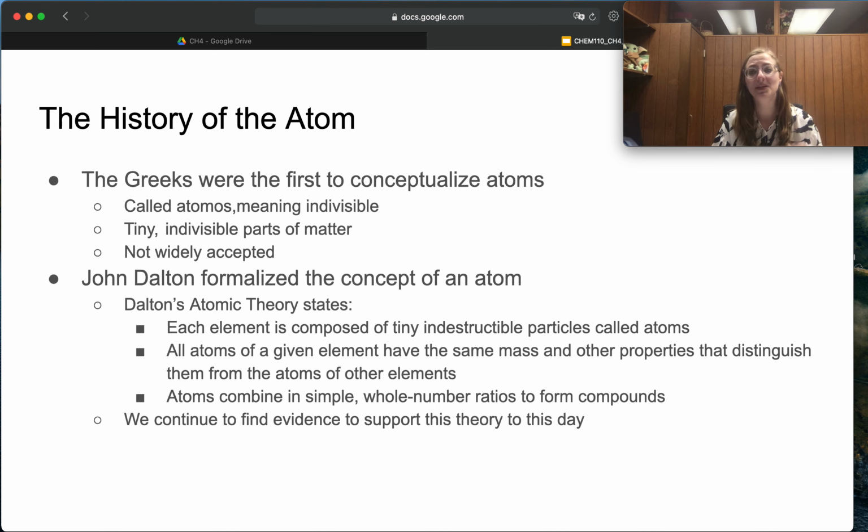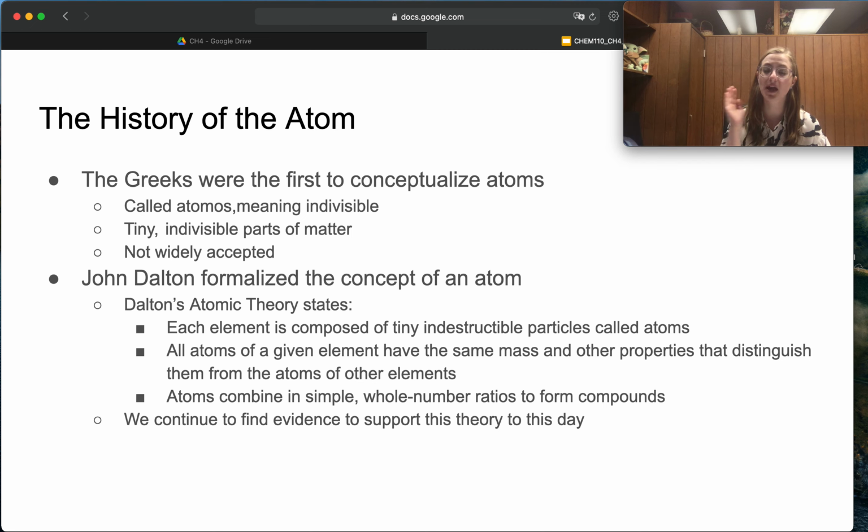So what's important here to know is a little bit about the history of the atom. We got to kind of know where we came from to know where we're going. So the first people to conceptualize the idea of atoms were the Greeks. They had a word called atomos, which meant indivisible. So they thought of tiny indivisible parts of matter.